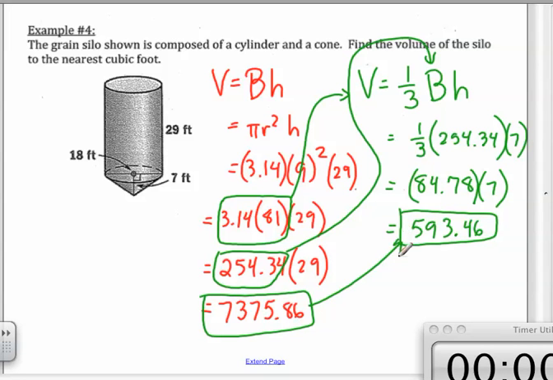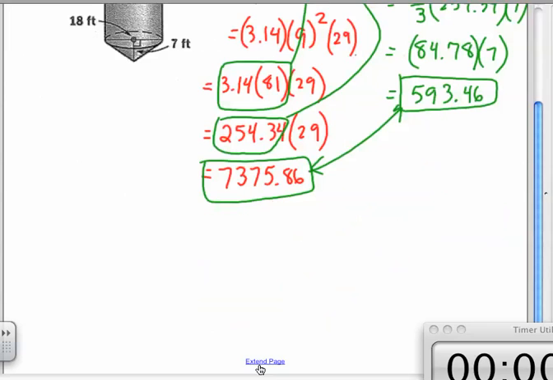We want to know the volume of those things added together, right? What do we get when we add 7,375.86 to 593.46? What do we get when we add those, please, Ethan? Please put your pencil down. Hang on one second. All right, now I'm ready. 7,968.32. Okay. And that's going to be feet cubed, right?